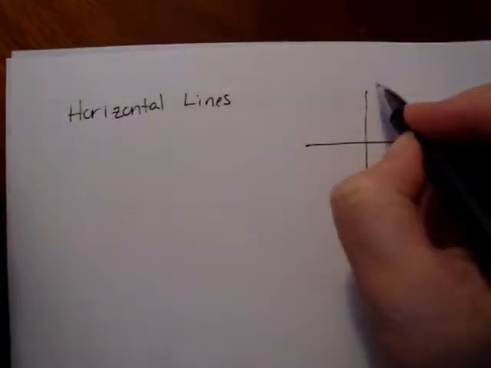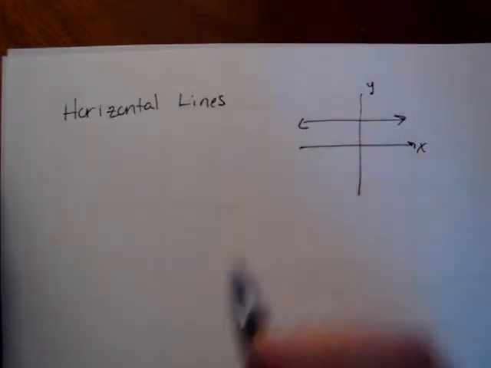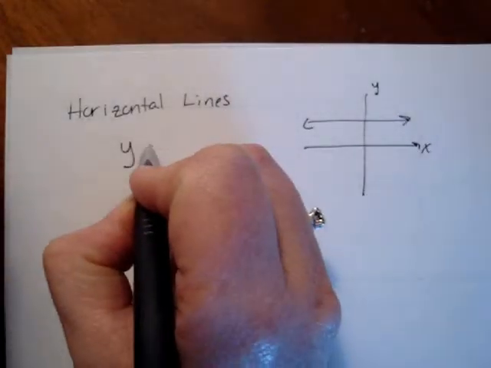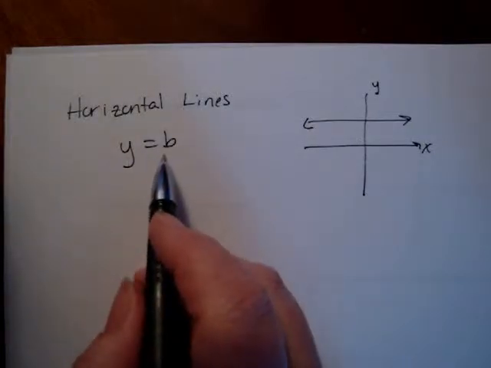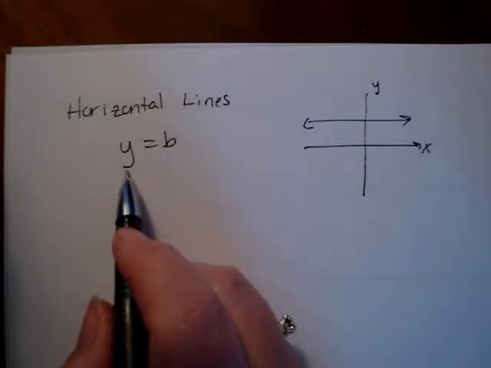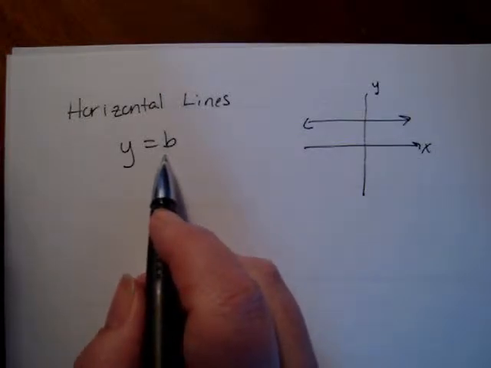Horizontal lines. Okay, so remember horizontal lines, first of all. This is the xy coordinate system here. A horizontal line is like that, right? A horizontal line always has the equation y equals some constant, y equals b. What it's telling you is that the y value is always the same and the x value can be anything at all. No matter what you pick for x, the y will be whatever b is.